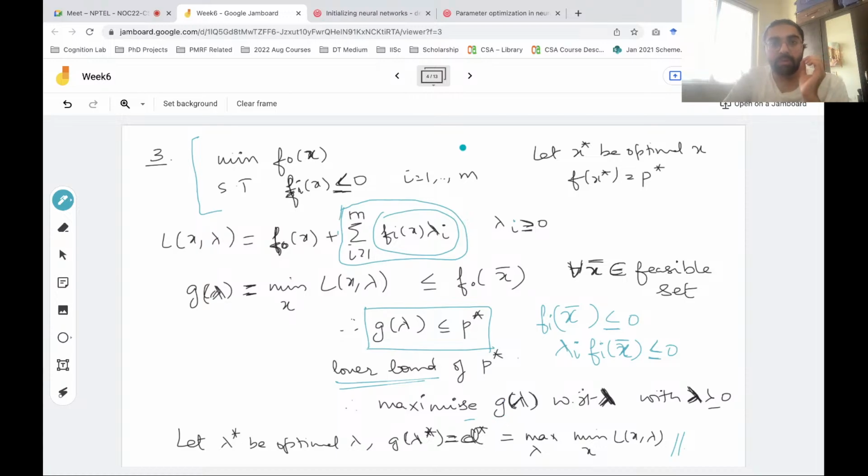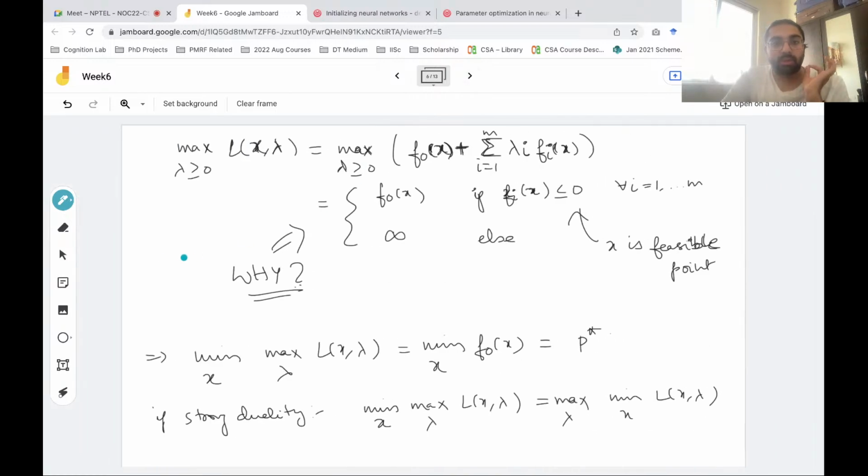Okay, now let's look at this particular expression. So if I say I want to maximize with respect to lambda, which is greater than 0, L of x comma lambda. So what is L of x comma lambda? This expression from definition, right? f naught of x plus sigma i equal to 1 to m lambda i f i of x.